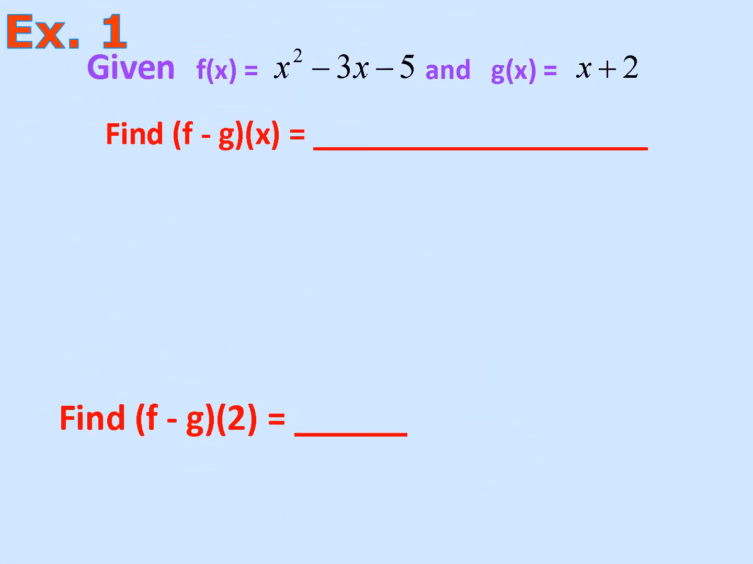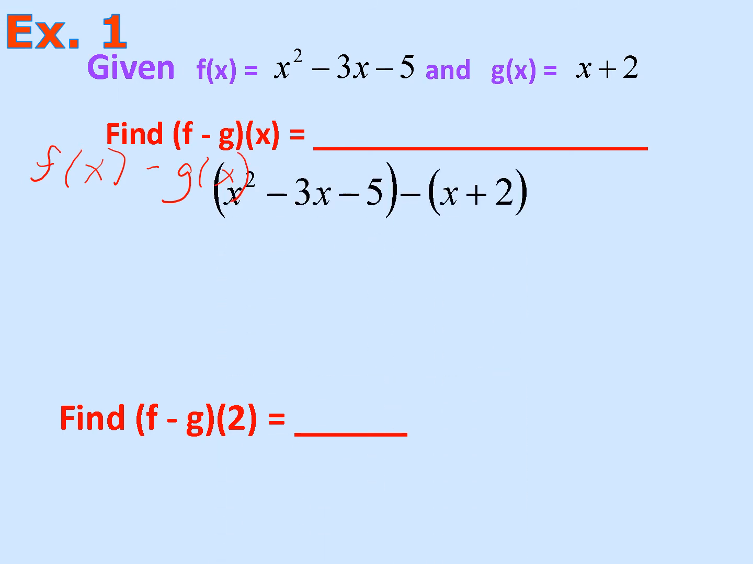Let's look at our first example. f minus g of x. Remember that means we're going to take f of x and subtract g of x. You'll notice when I write it, I put both polynomials in parentheses. You always want to put both polynomials in parentheses when you're subtracting, because look what happens.